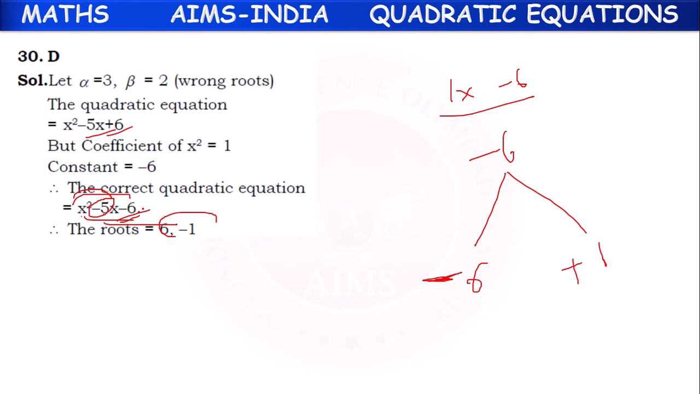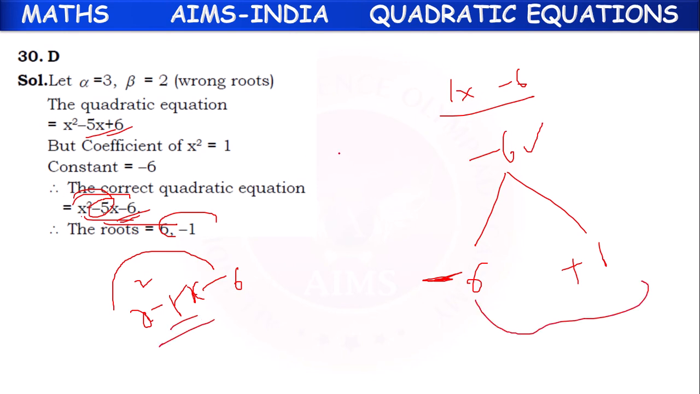So here, children, the correct equation should be x square minus 5x minus 6. Means if we multiply, minus 6 should come. If we add, minus 5 should come. So minus 6 and plus 1 are the factors. So the middle term minus 5x can be divided as minus 6x plus 1x, and then minus 6. We can write it like this.